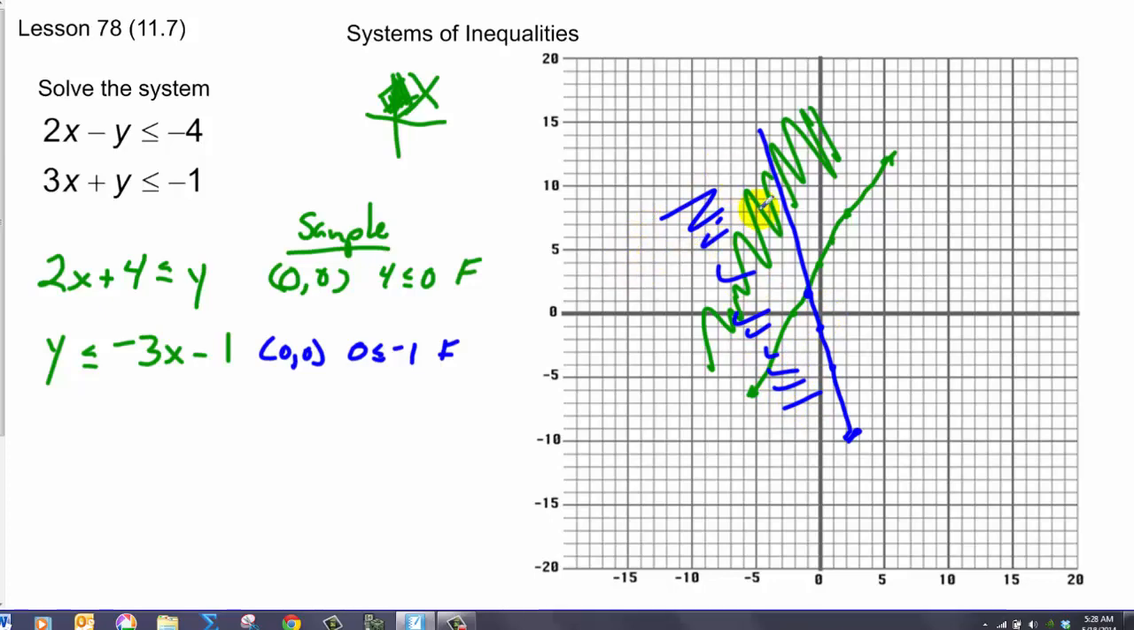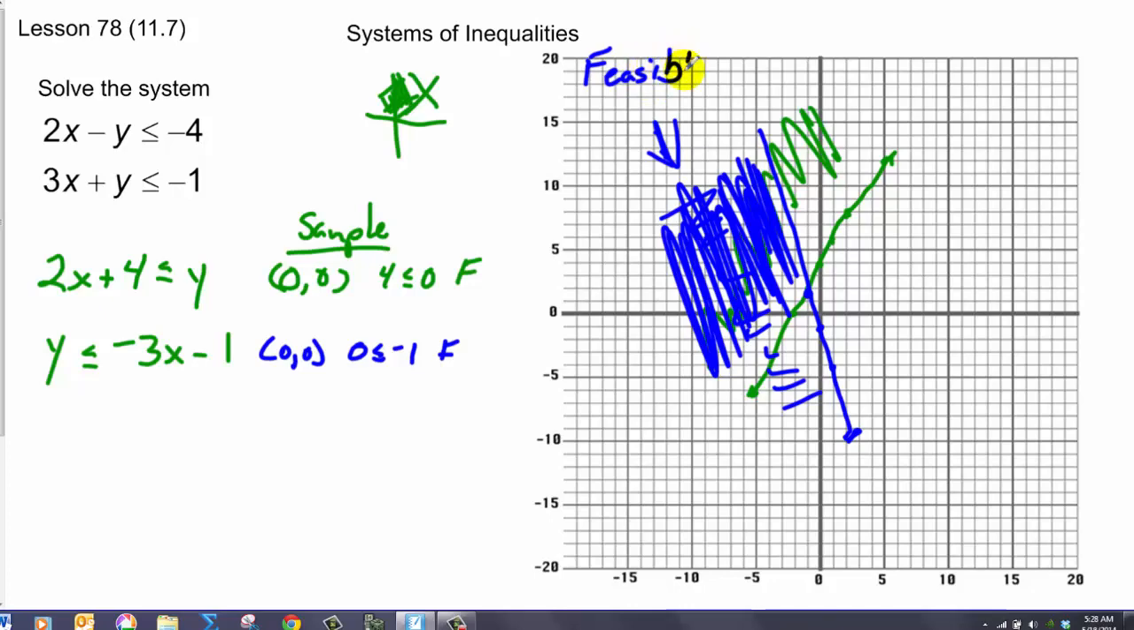And now I have a double shaded region, which is right here. And that's my solution for this system. They call this area where both maintain a true solution the feasible region, which means that any solution in this region will work for both of the equations in the system.